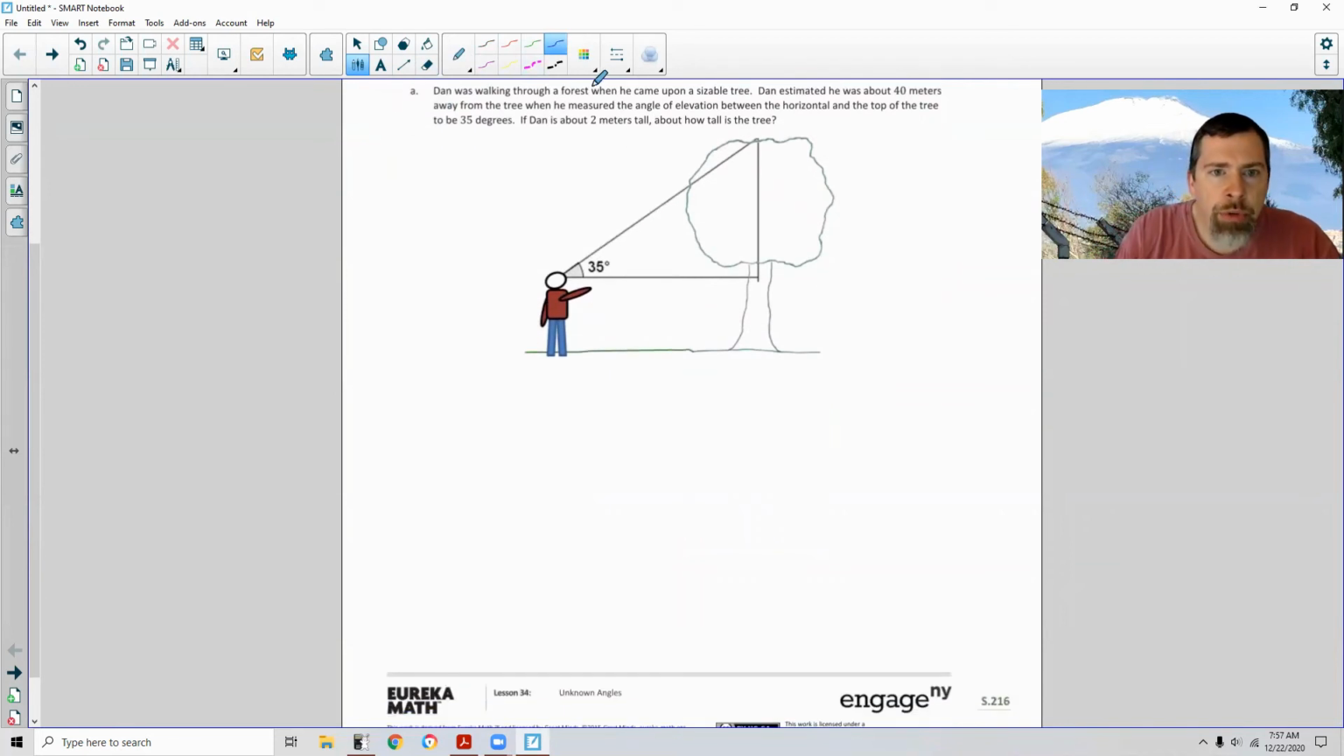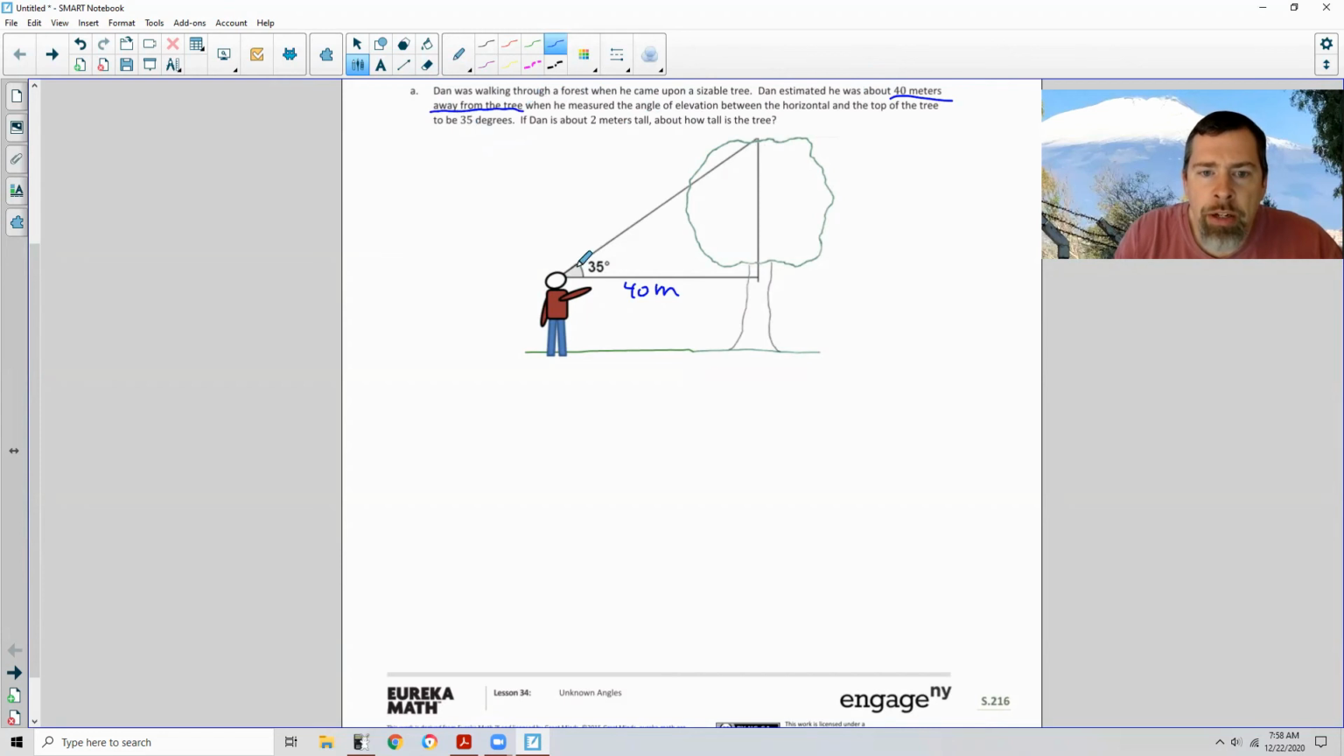Dan was walking through the forest when he came upon a sizable tree. Could Dan see the forest for the trees? That's the question. No, it's not. Let's move on. Dan estimated he was about 40 meters away from the tree. Time out. That would be this distance here, my x. The x is approximately 40 meters away from the tree.